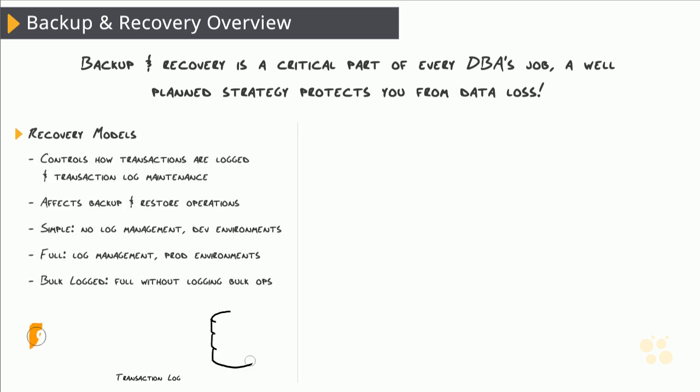The first thing we're going to touch on here is recovery models. Every database has an associated recovery model. There's 3 of them. We'll go over them here. But essentially, a recovery model is going to dictate the kind of backups that we can perform and how much data loss we'll endure when disaster occurs. So the recovery model directly controls how transactions are logged and how much, if any, transaction log maintenance we're going to be performing. Let's talk about that transaction log for a minute.